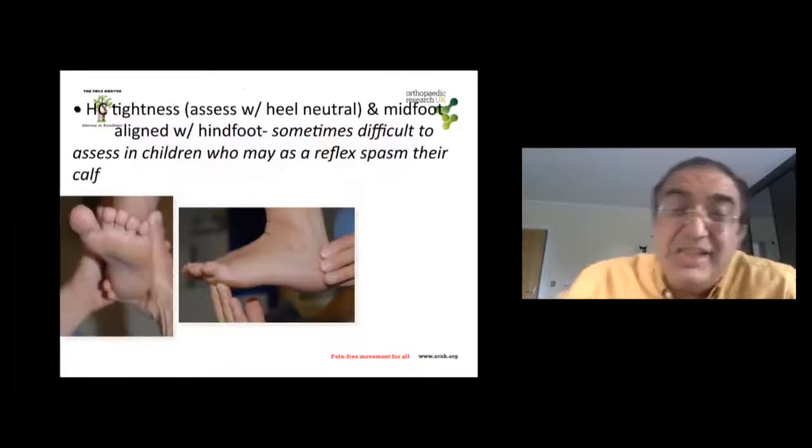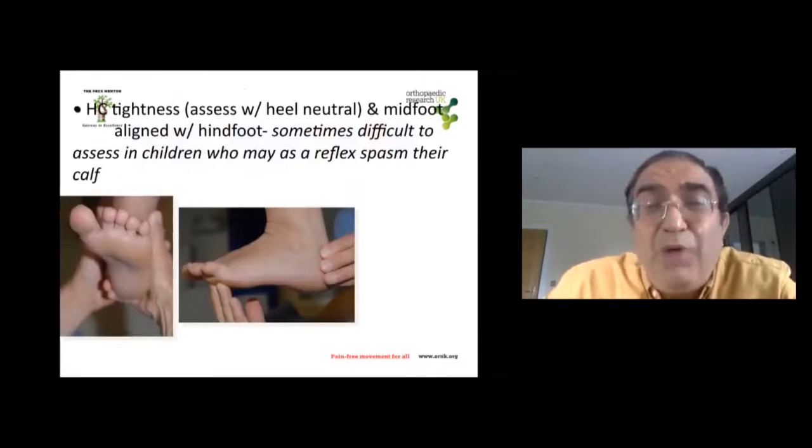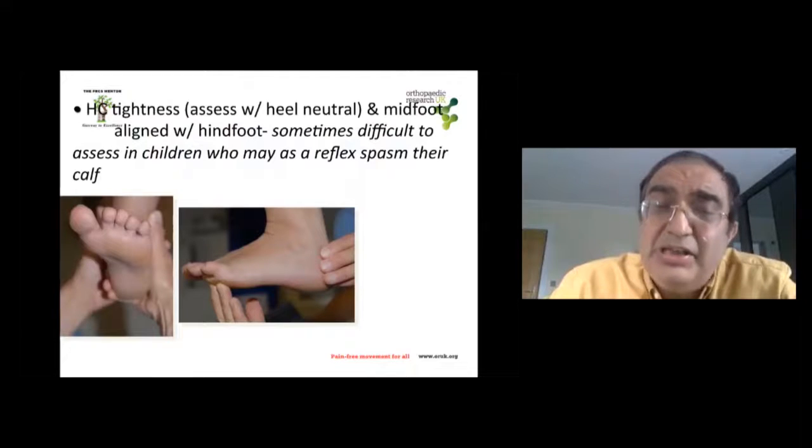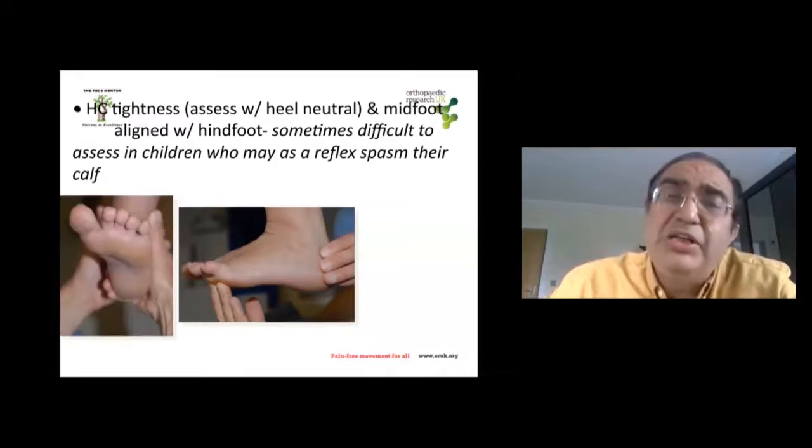So how do you assess for heel cord tightness? It's very important that when you have a physiological flat foot, to assess for tendo-Achilles tightness, before you do the Silfverskiöld test, you need to correct the heel valgus and correct the forefoot supination. That's very important. Only then you should check for tendo-Achilles tightness. Don't check the tendo-Achilles tightness with the heel in valgus, because then the dorsiflexion may occur at the midfoot.